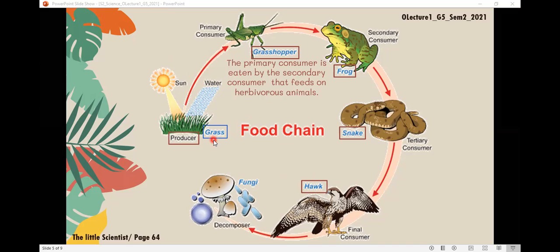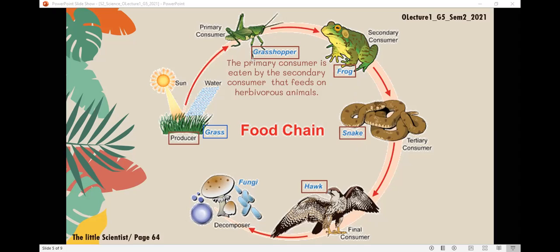The grass. The grasshopper eats grass. The grass is a producer. The grass is eaten by... Bravo, ya Rena. The grass is a producer. Then the frog. And the frog got eaten by the snake. The snake got eaten by the hawk, and the fungi got eaten by the hawk, grass, grasshopper, frog, and snake.